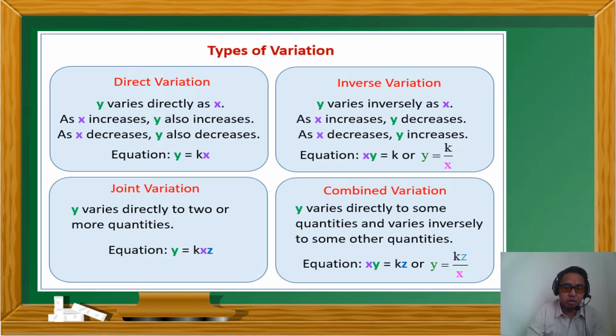So as you already know, y varies directly as x can be written as y is equal to kx. While inverse variation is y is equal to k over x. Later, we will study that carefully. Okay. So, let's have a short review of direct variation where we are going to answer the activity that I gave you.